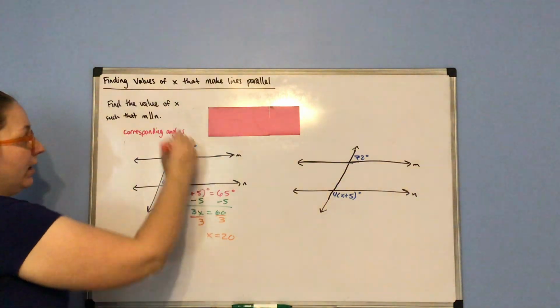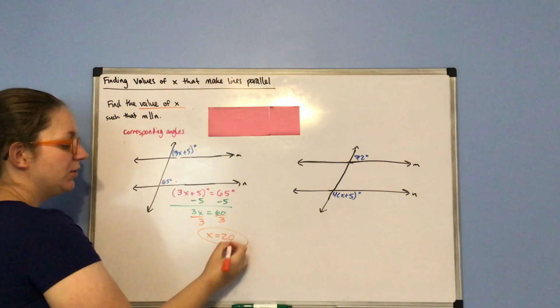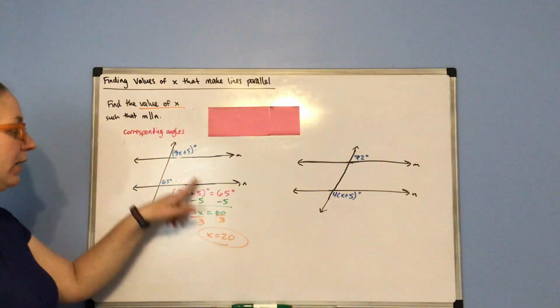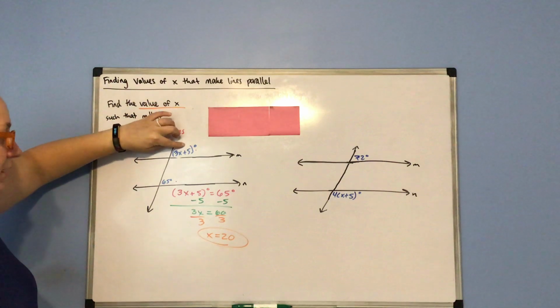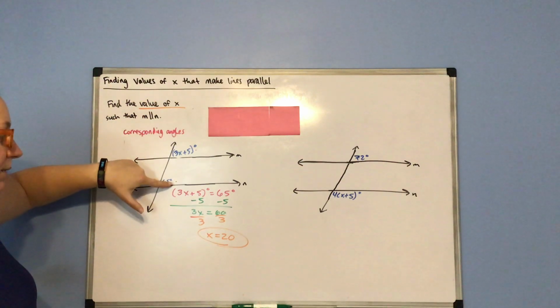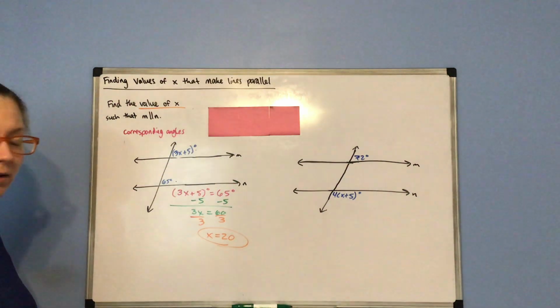We are finished at that point because all they need us to find is the value of x. The value of x is 20. If I substitute x equals 20 back into this expression right here, I get 65 for this angle and 65 for this angle. Since these angles are congruent, the two lines are parallel.